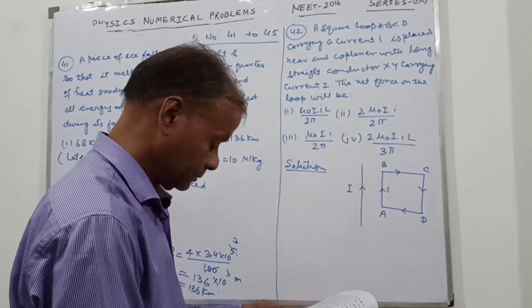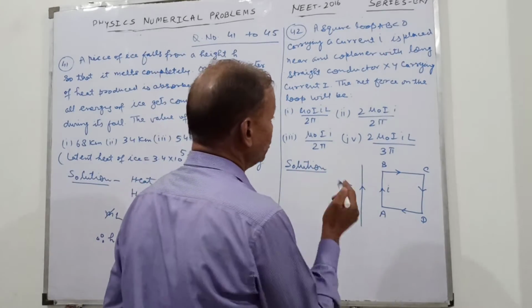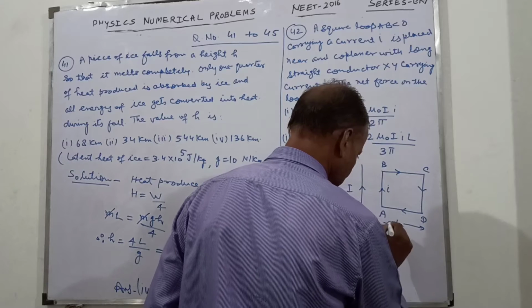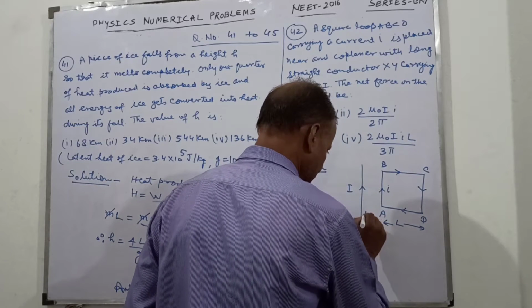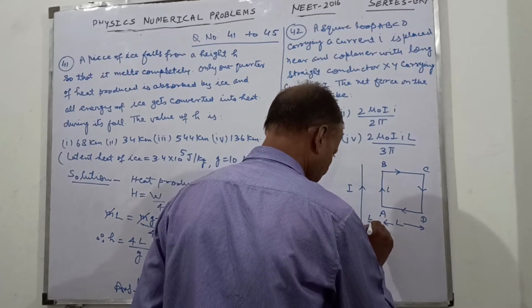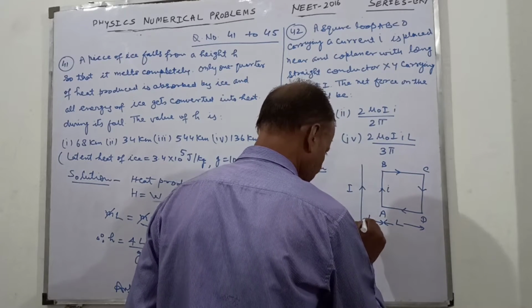And L is also not given here, so you take this L as the length, and this is L by 2 is so much.